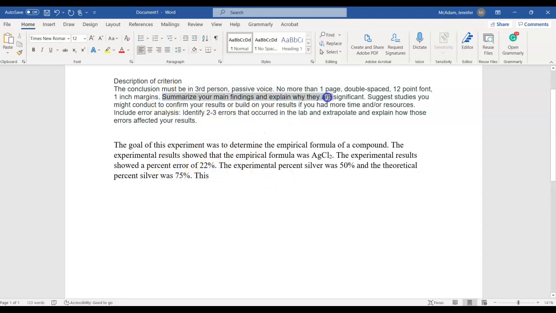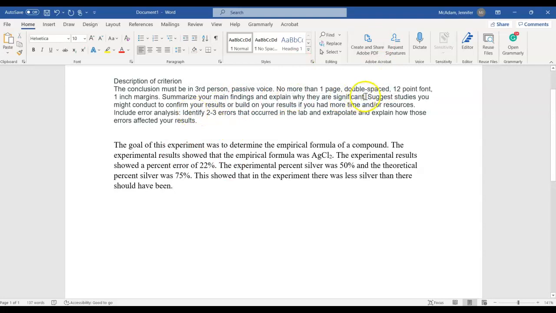Here we just summarized our findings and explained why they're significant, right? Here's what we got and here's what we should have gotten. And so you could say this showed that in the experiment there was, in this case, less silver than there should have been, or something of that sort. Or there's more silver. There are so many better ways you can say this, but summarizing why is important.